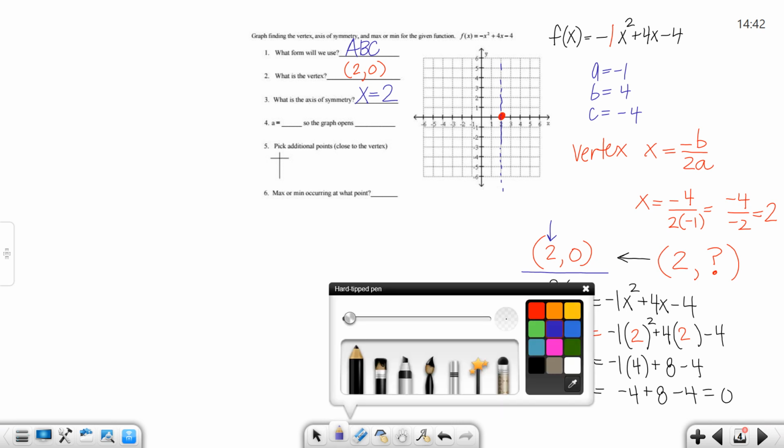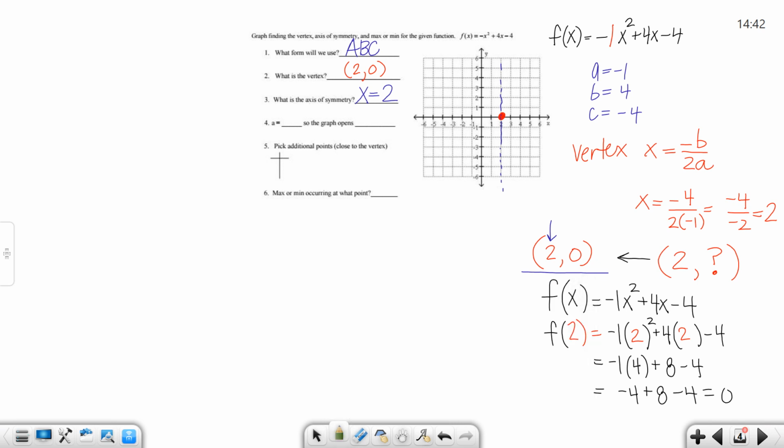Now that brings us to a. Remember, a is not the axis. A is the number in front. So the number in front would be this value right here, which is a negative 1. Since that's a negative 1, that tells me my graph opens downwards. So from that red point, I'm going to be going downwards.